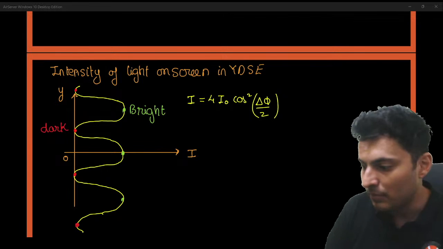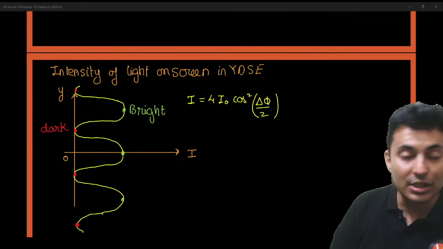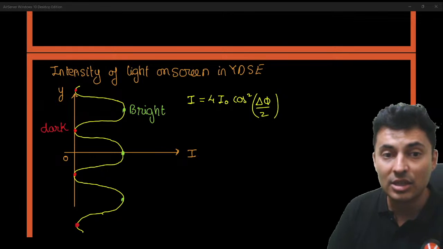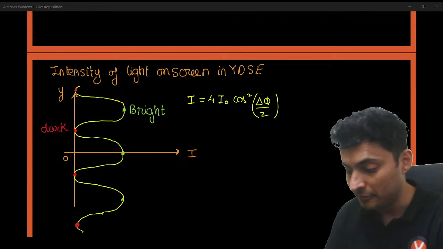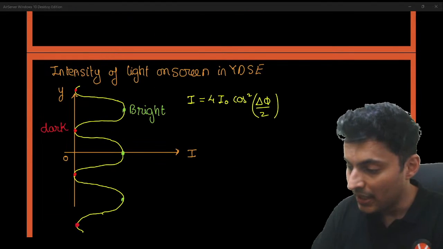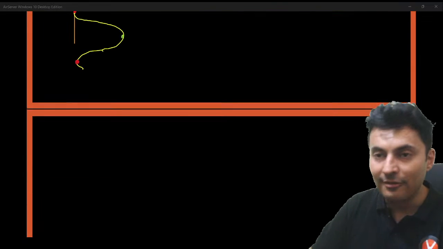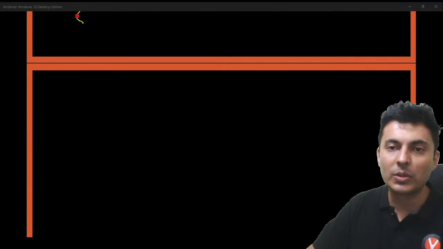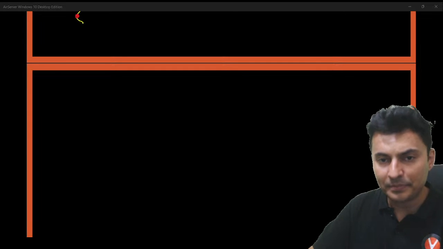Keep this in mind. It's basically a cos square graph. It's not a cos graph, it is a cos square graph. Bear that in mind. Cool. Let's go to the next important graph in wave optics, my dear warriors.